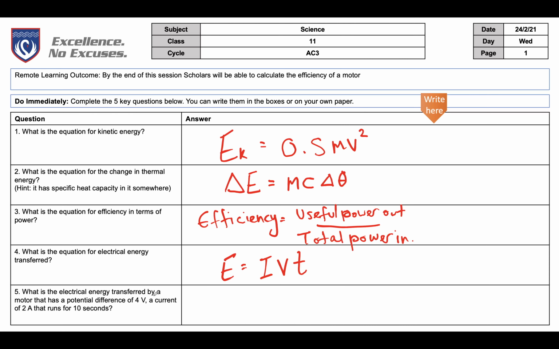So what is the electrical energy transferred by a motor that has a potential difference of 4 volts, current of 2 amps, and it runs for 10 seconds? So we'll just use that equation again. The current was 2 times 4 volts times 10 seconds gives us, I think I know the answer, but I'll use the calculator, 80 joules. And we'll be using this equation for a lot of today's lesson, so make sure you're familiar with it.